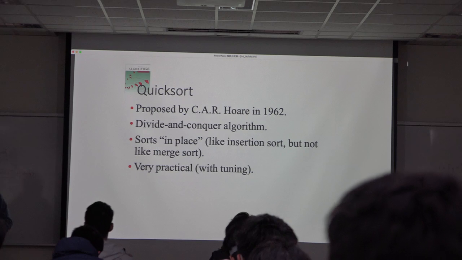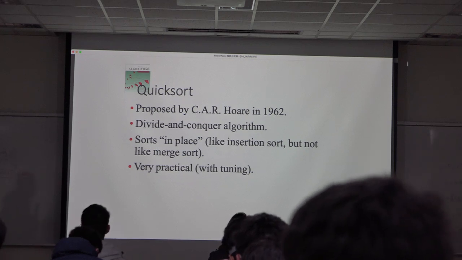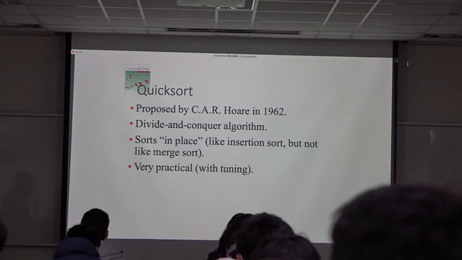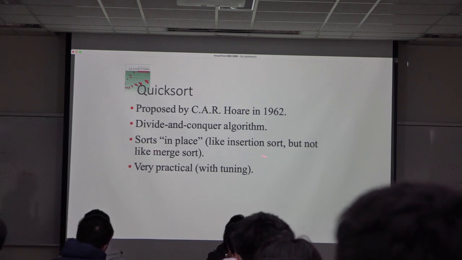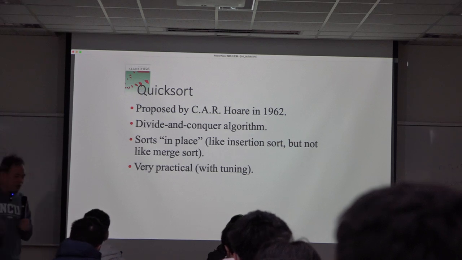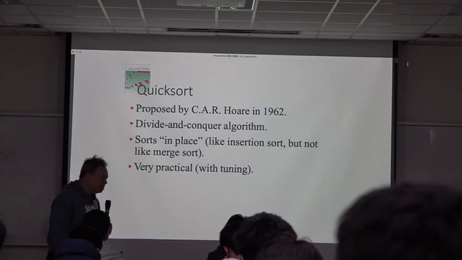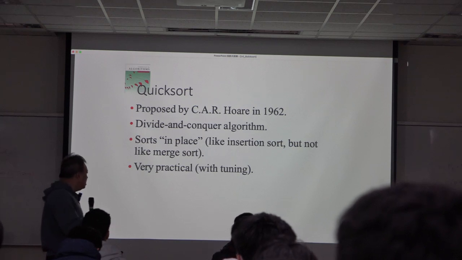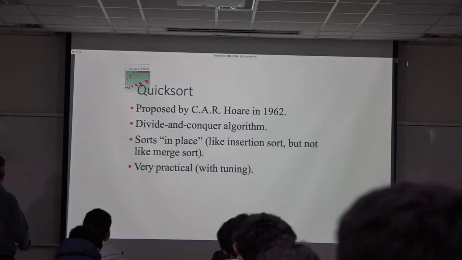But when it comes to a relatively larger size, quicksort is usually the best. Usually the best. So that's why it is practical. But you need to tune it. There are several ways you can tune quicksort. Randomizing the quicksort is one way to tune it. We will talk about that in this lecture, but probably not today. But yeah, that's our plan.